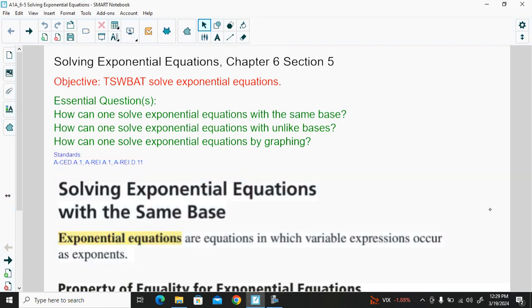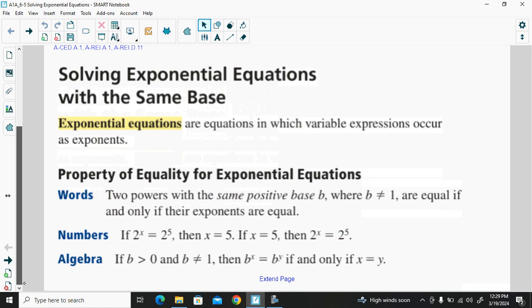Our lesson today is going to be about how to solve exponential equations. Exponential equations are equations in which the variable expression occurs as an exponent. We have some properties of equality for exponential equations.